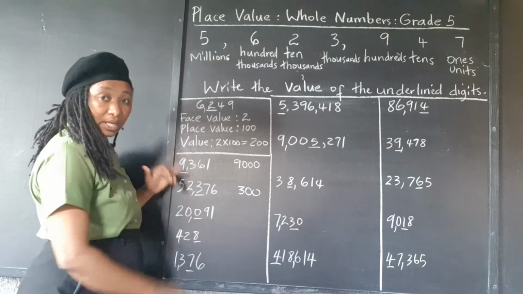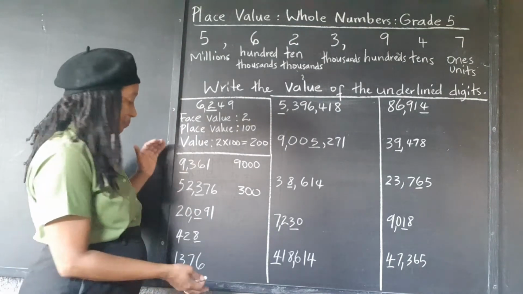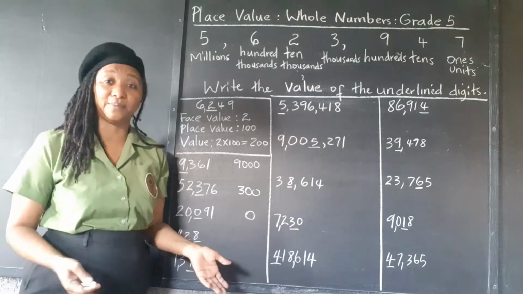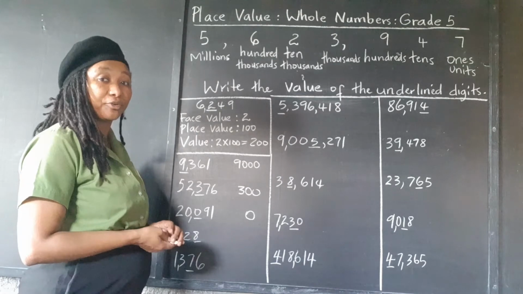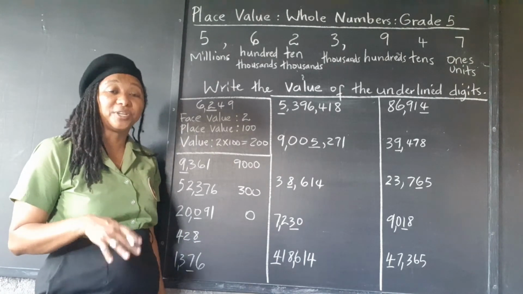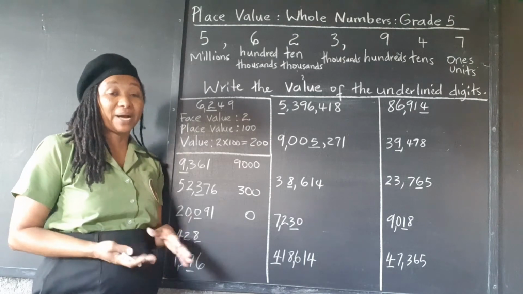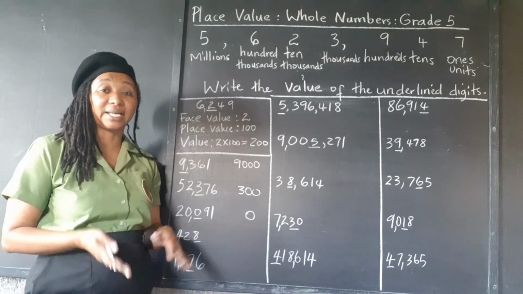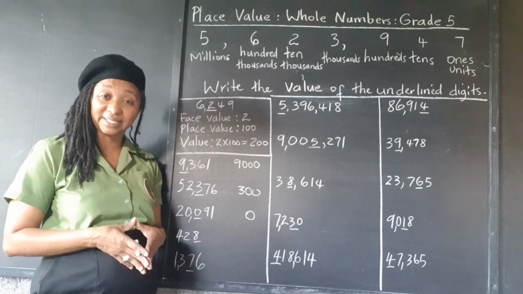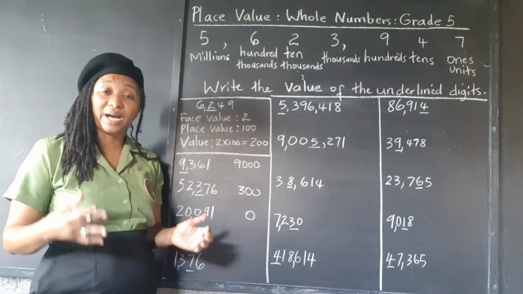20,091. The 0 is underlined. 0 is 0. So even though it's in the 100 place, 0 times 100 is still 0. So we refer to 0 as the universal placeholder. And I always say, in mathematics, the 0 has a sacred place, because it affects the actual value of a number.